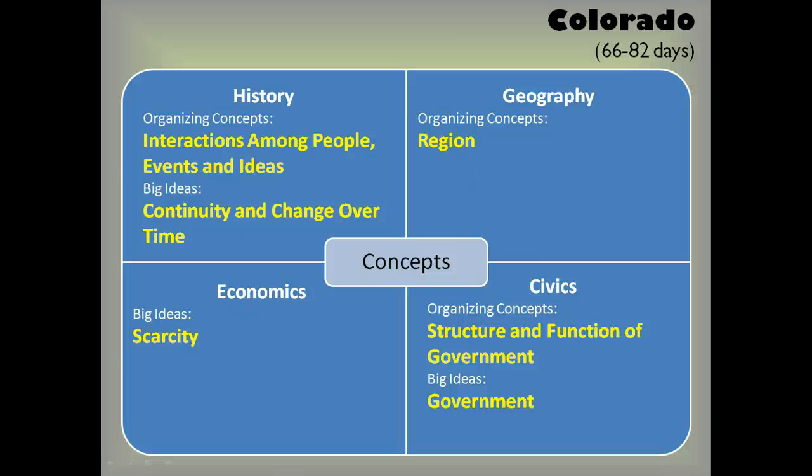The Colorado unit is the most significant study of the school year and includes all four social studies standards. In history, students examine the interactions among people, events, and ideas, and continuity and change over time. The geography concept of region and the economic concept of scarcity are highlighted. Last, two concepts within civics are part of the unit: the structure and function of government and government. This unit is a well-rounded study of Colorado over time, with some emphasis in all four standards of social studies.